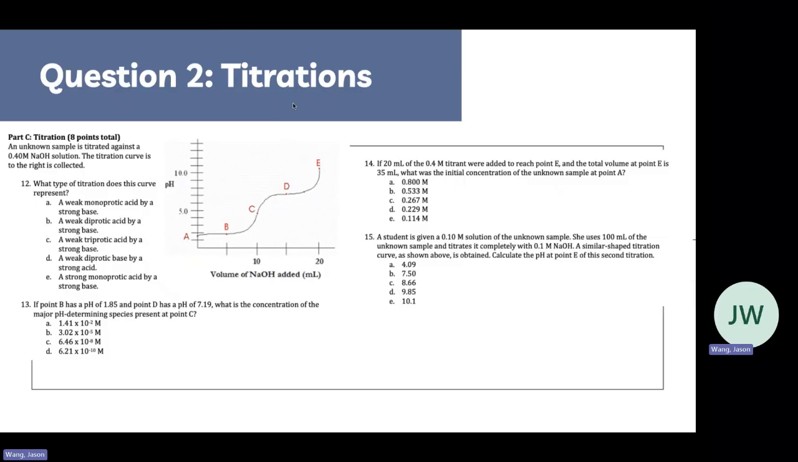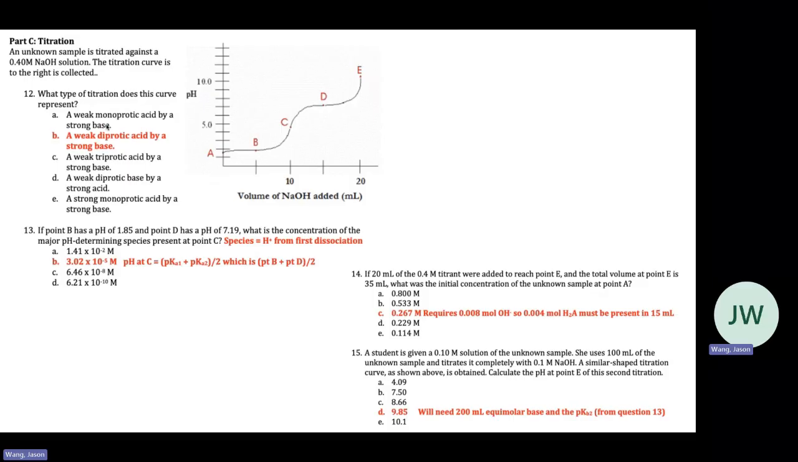So with this one here, we have this unknown sample titrated against a 0.4 molar NaOH, sodium hydroxide solution. The titration curve is to the right. Okay, so this is some sort of titration curve that if you don't know about it, then you're not going to get the question right. This involves not a monoprotic acid, but instead a diprotic acid. So we see that in this case, it's represented by a weak diprotic acid and a strong base.